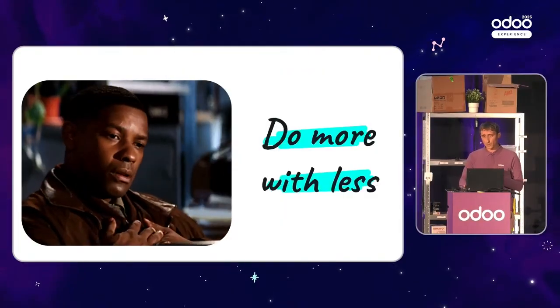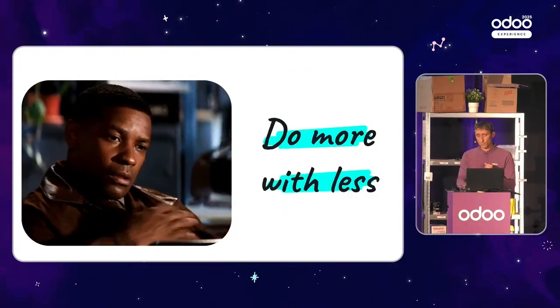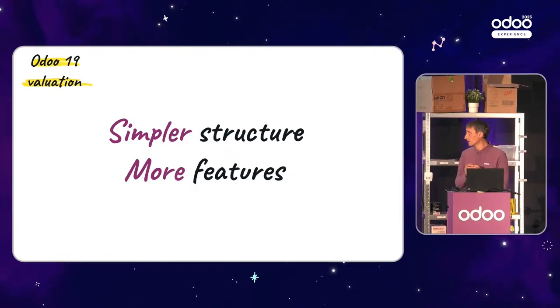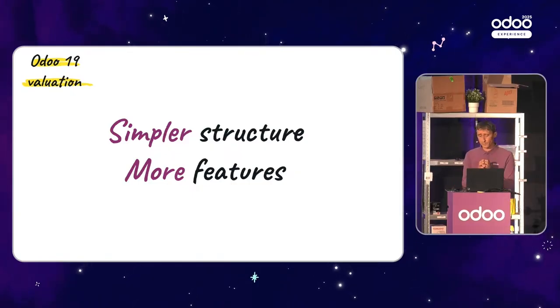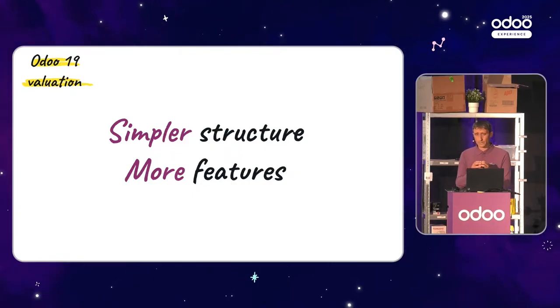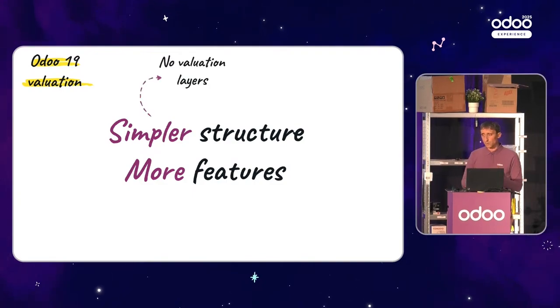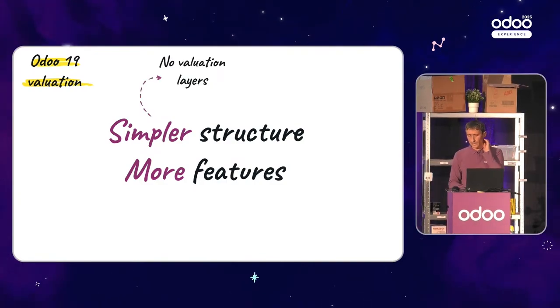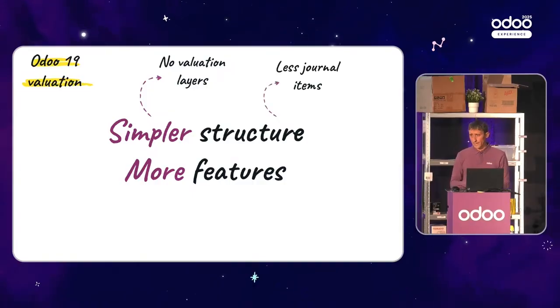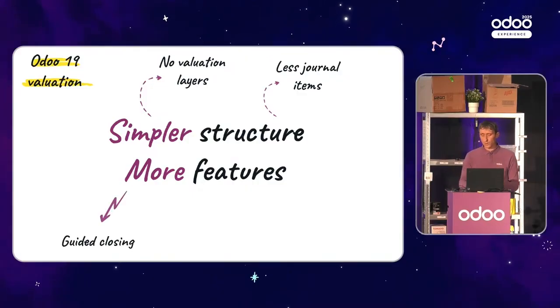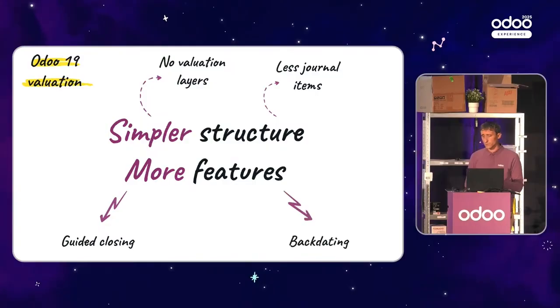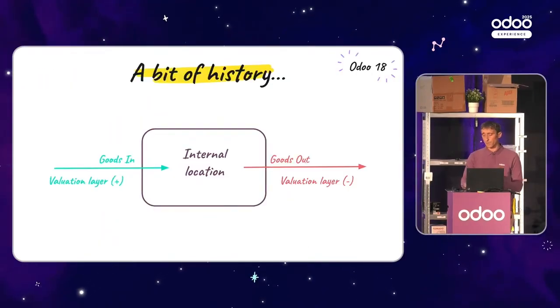But feel reassured, we succeeded in doing more with less. In Odoo 19, the message is that we have a simpler structure with fewer constraints and more features. No valuation layers anymore, so we can do things more easily. We have fewer journal items. We just want to keep for accountants what they really need. And also, we have a guided closing. We have the possibility to backdate transfers, which was not possible before.